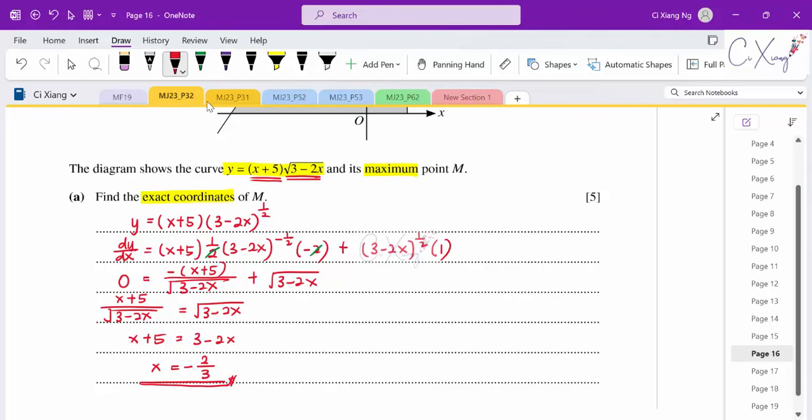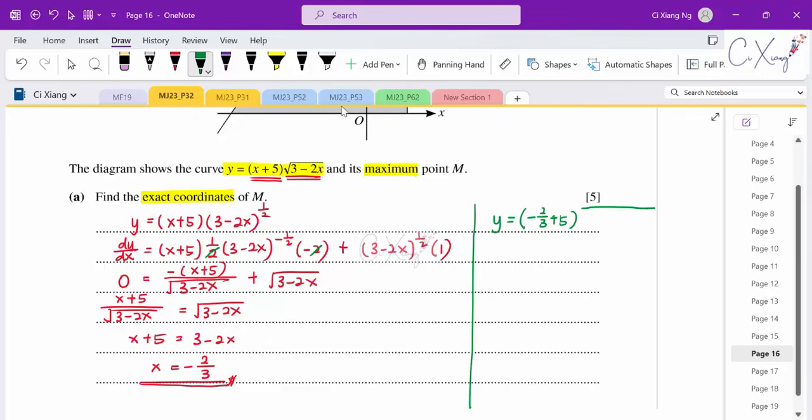Okay, so after you get the x coordinate, you have to continue to find the y coordinate, right? They are asking for exact coordinates. That means both x and y are needed. So to find the y coordinate, I need to substitute the x into the y equation. I substitute the x into the y equation, then I will have negative 2 over 3 plus 5.